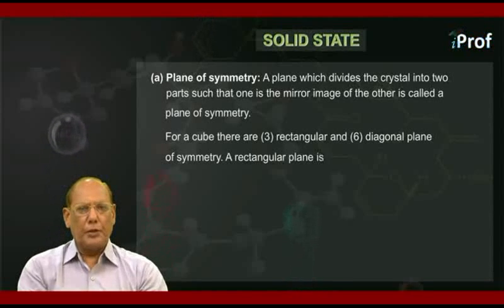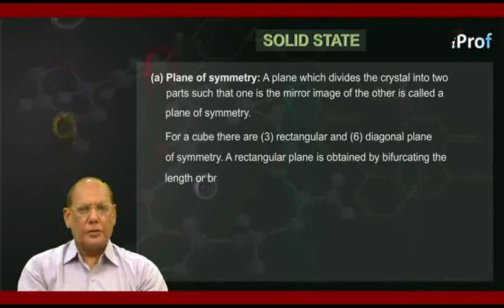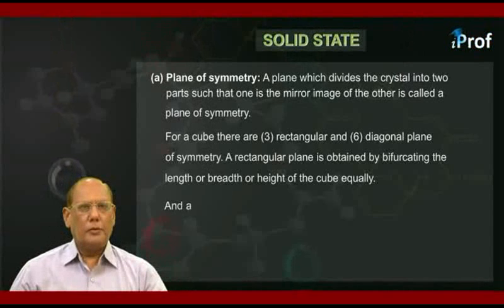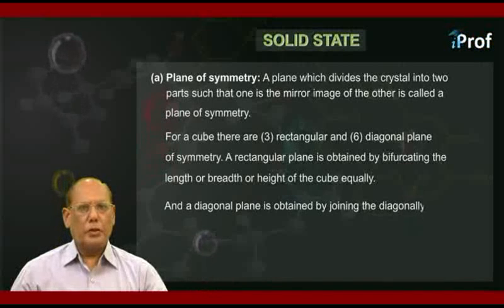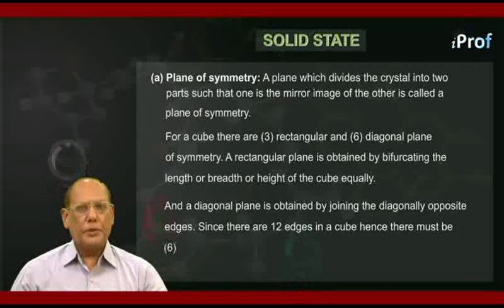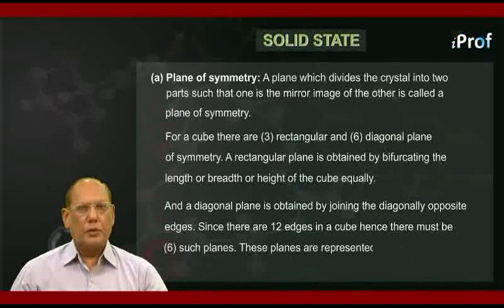A rectangular plane is obtained by bifurcating the length or breadth or height of the cube equally. And the diagonal plane is obtained by joining the diagonally opposite edges. Since there are 12 edges in a cube, there must be 6 such planes. These planes are represented, for example, in the following figures.